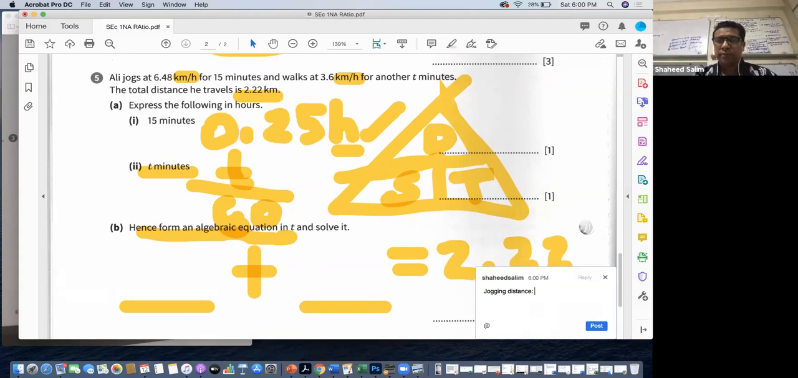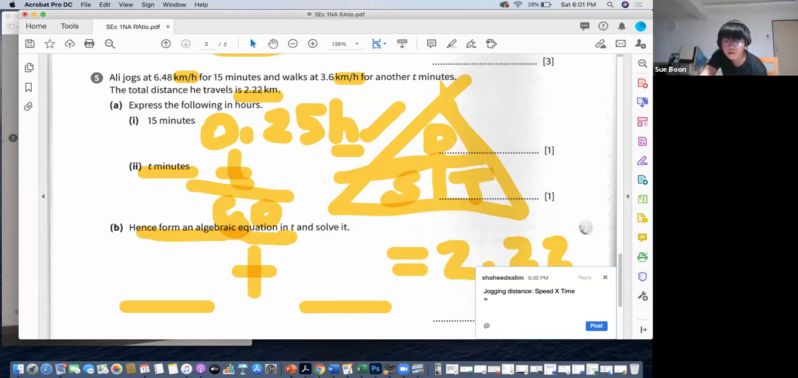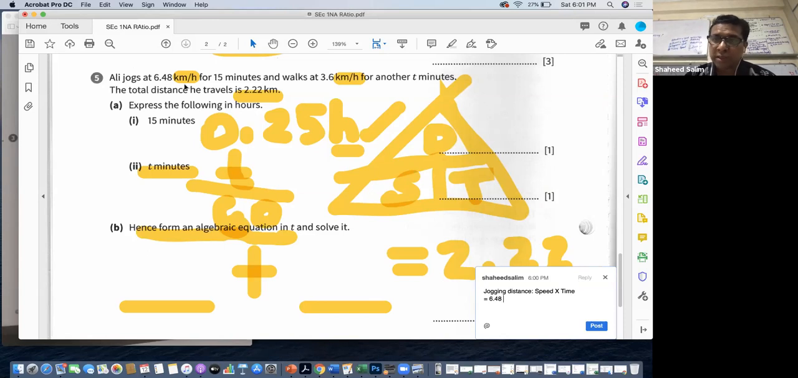What is jogging distance? How to find distance? What's the formula for distance? Speed times time. Good. So tell me what's the speed for jogging? 6.48. What is the time in hours? Because if this is in km per hour, you must use the same units. So this is in km. 6.48 is km. Yes.